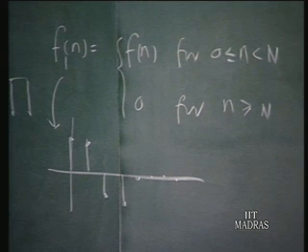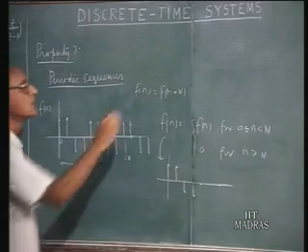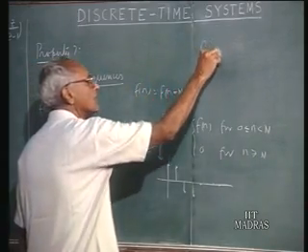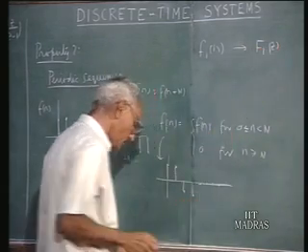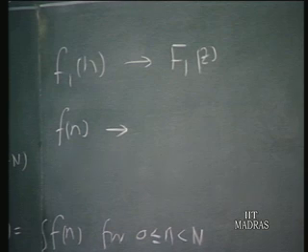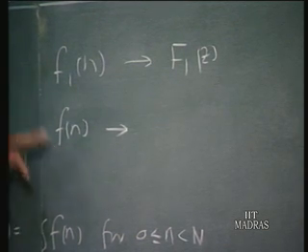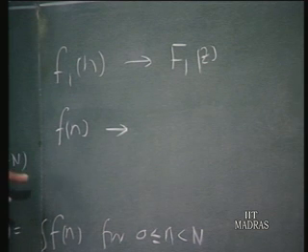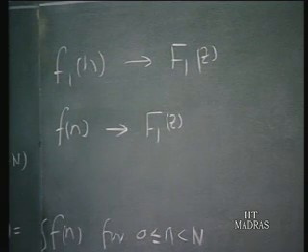If you know the z transform of f1 of n, you can find out the z transform of f of n because it's a repetition of the whole thing again and again. So if f1 of n has the z transform F1 of z, then f of n is obtained by having f1 of n plus f1 of n minus N, f1 of n minus 2N, and so on and so forth. Therefore, this is obtained by the basic one period having the z transform.